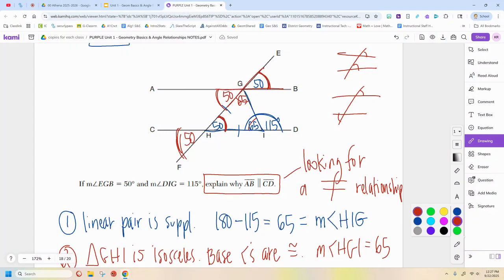So we'll play a game in a little bit, okay? But this one was corresponding. If you didn't need to use any vertical angles, you could do corresponding. This one is alternate exterior, but you would have to use vertical angles. And this one is alternate interior. So, do you guys want me to demonstrate the alternate exterior with the vertical? Okay, let's do that.